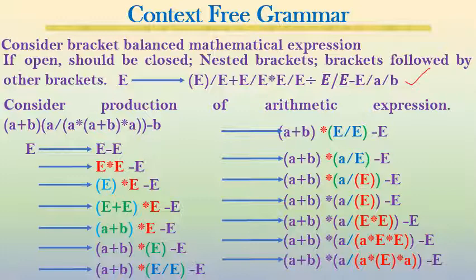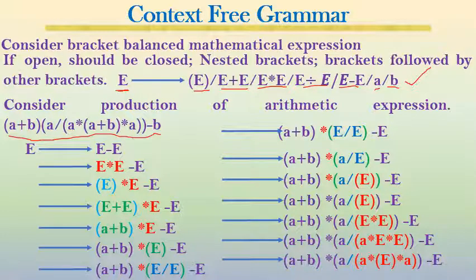So E is the start symbol, that can be replaced with E in brackets, just like the previous example. E plus E, E asterisk E, E divided by E, E minus E, and either A or B. So this is the definition of expression. And now let's suppose we are deriving this expression with this grammar.